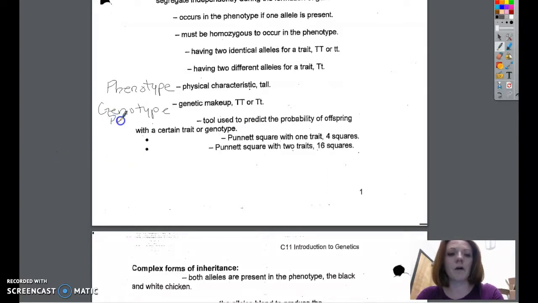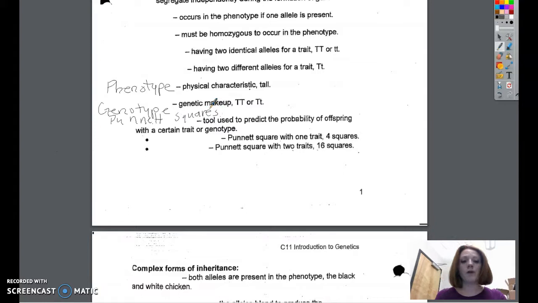It's called Punnett squares. Some people call them Punnett squares. It's not Punnett, it's Punnett. Squares. Sorry, horrible handwriting. And so it's Punnett for Punnett and then squares. So that's a tool that we use to predict the probability of offspring with a particular genotype. We can also look at phenotype with that too. We'll look at the differences. And so we can have two different ways we do Punnett squares. We can do 4 squares or we could do 16 squares.